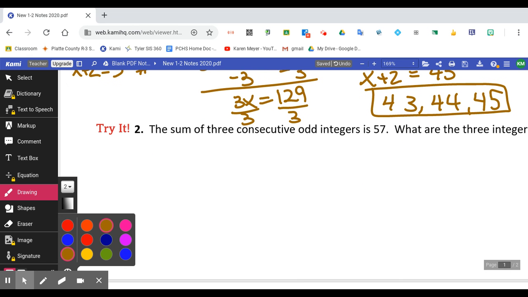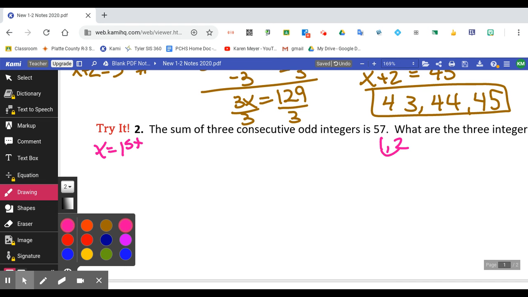Now on the try it, before you get started, I do want to go over one thing that's a little bit different. On the try it, it says 3 consecutive odd integers. So your first integer is still x, but your second integer isn't x plus 1. Because if you chose the number 1 and you put the number 2 next to it, is 2 an odd number? No, 2 is an even number.